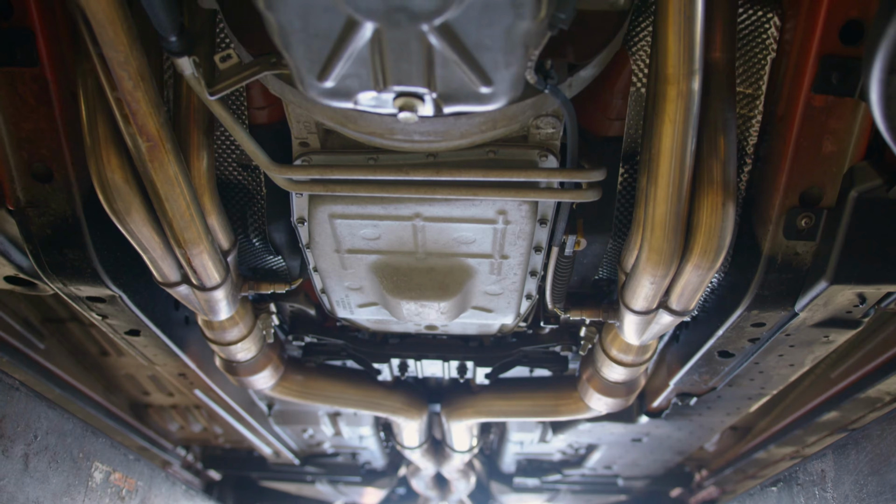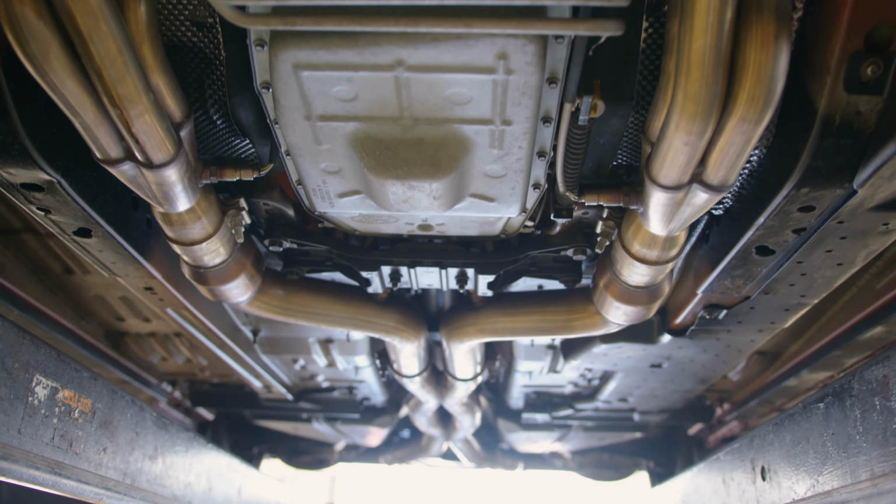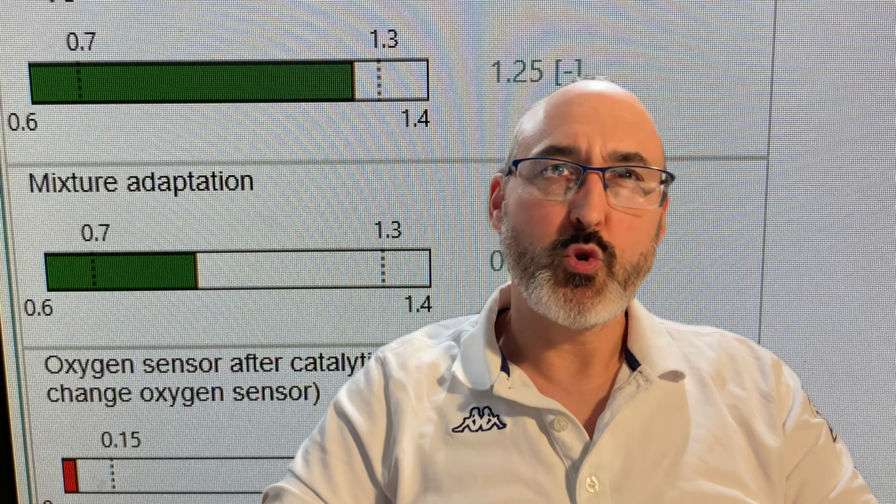Often it's worn out, but in rare cases, it could be a faulty post-cat O2 sensor or even an exhaust leak. Most importantly, check for underlying issues such as burning oil or unburnt fuel from misfires. They will quickly destroy a new catalytic converter if they're left unaddressed.